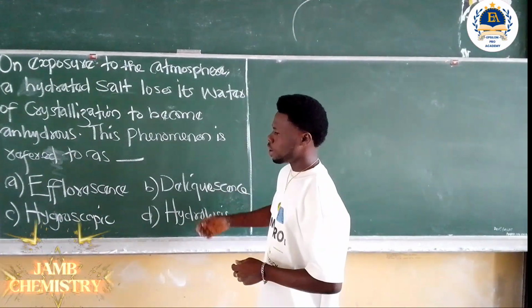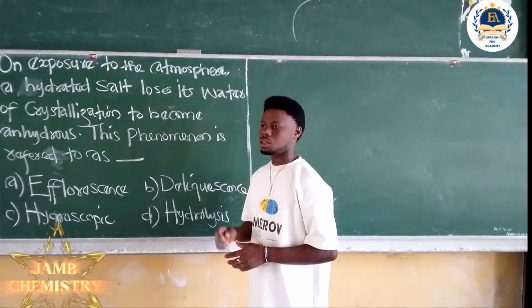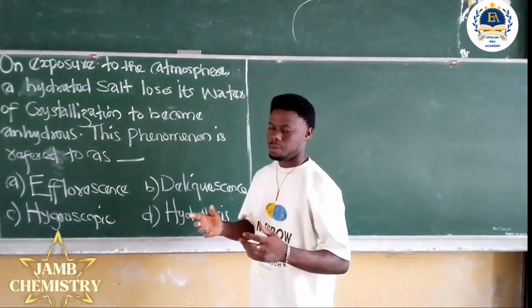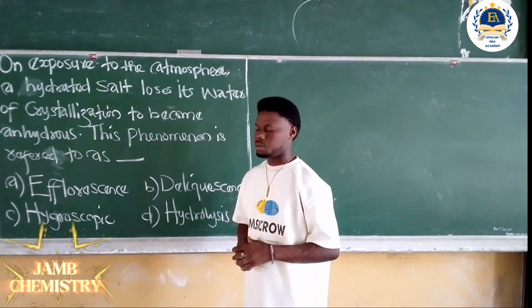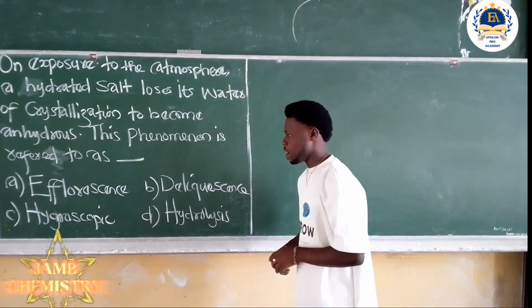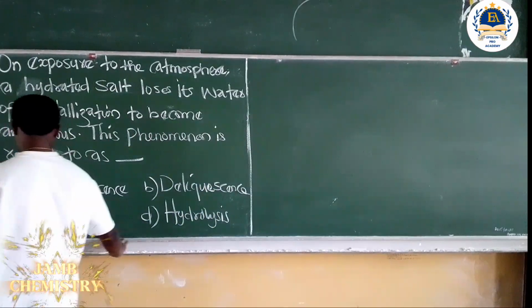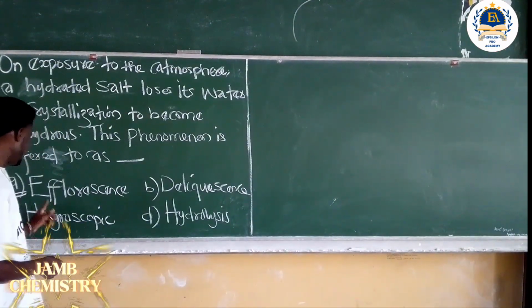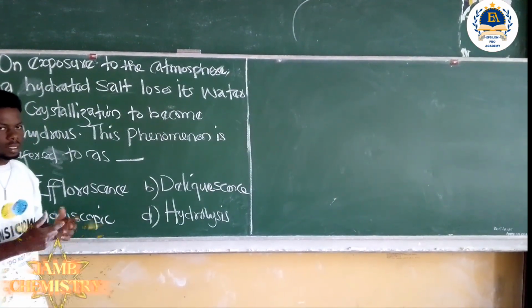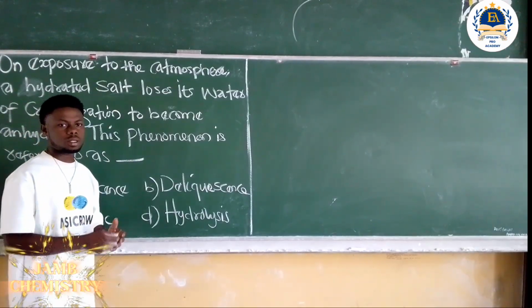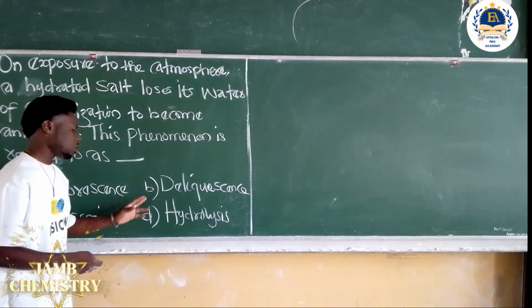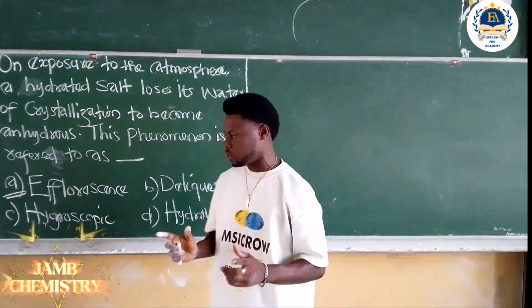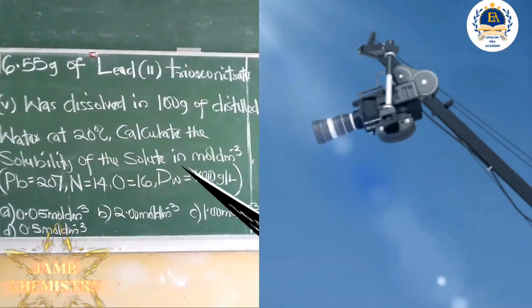The deliquescents, when exposed to the atmosphere, will form a solution. While hygroscopic substances, when exposed to the atmosphere, will not form a solution but become sticky. So the correct option is efflorescence. Take note, to remember these three: the first one talks about water of crystallization, whereas the second one forms a solution when exposed, and the third one doesn't form a solution when exposed to the atmosphere. So take note of the concepts.